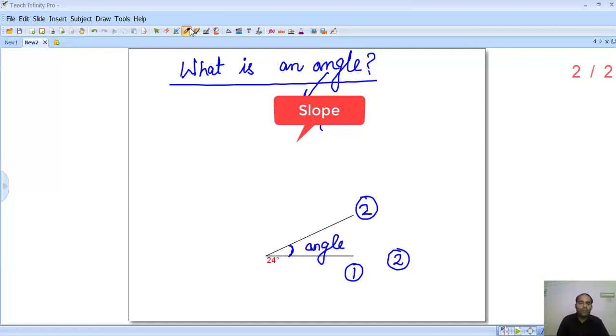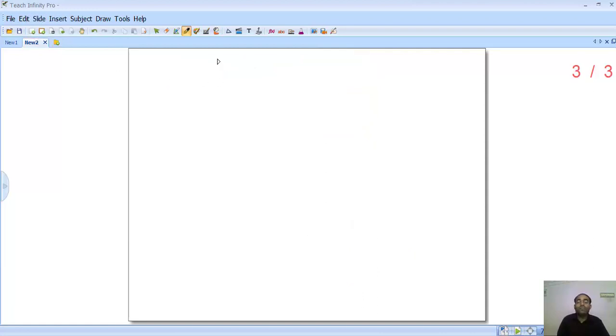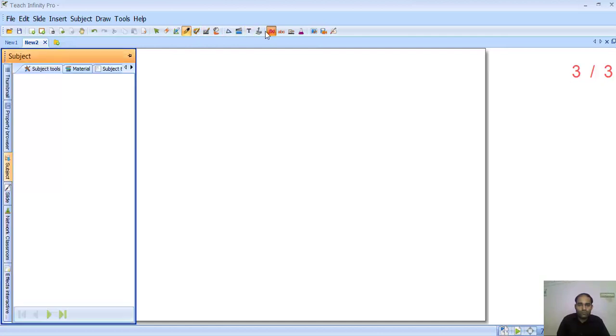Okay, now let me take the next page. Now, angle.